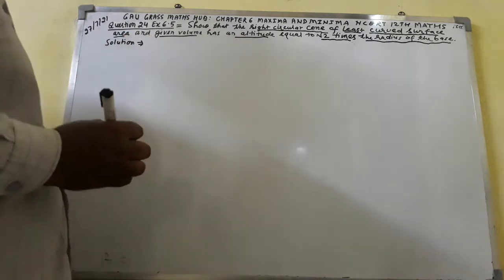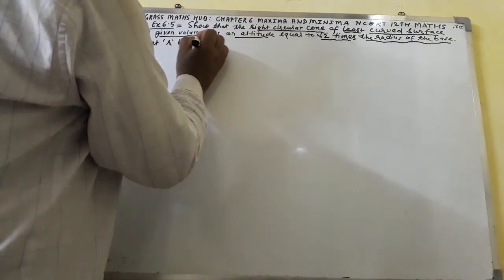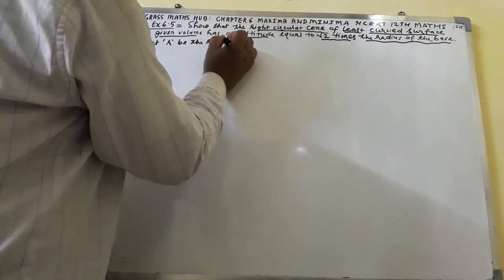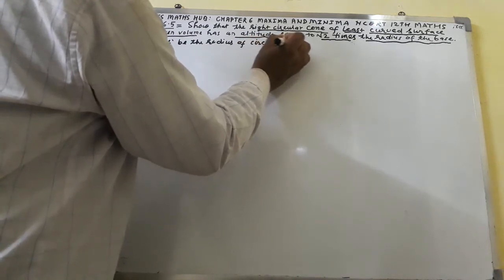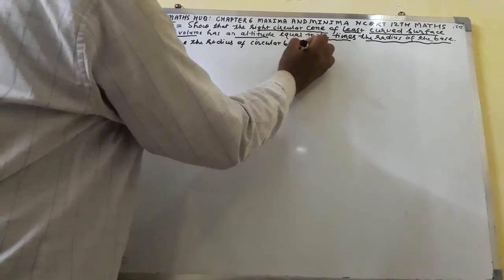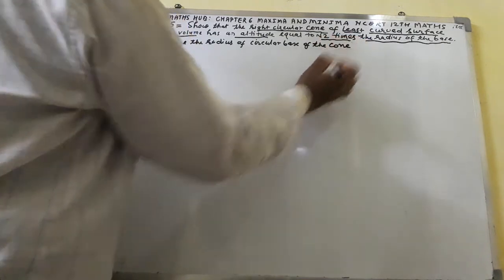Now coming to the solution. Let small r be the radius of the circular base of the cone.